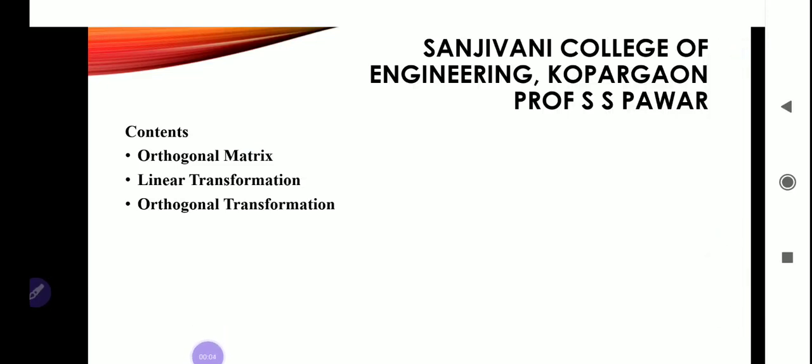Today we are going to start the next topic of our syllabus. Today's contents are, first one is orthogonal matrix, second one is linear transformation, then orthogonal transformation. So let's start.